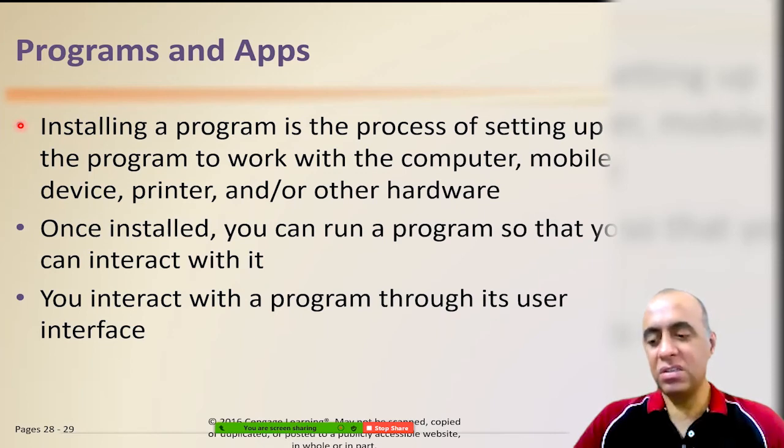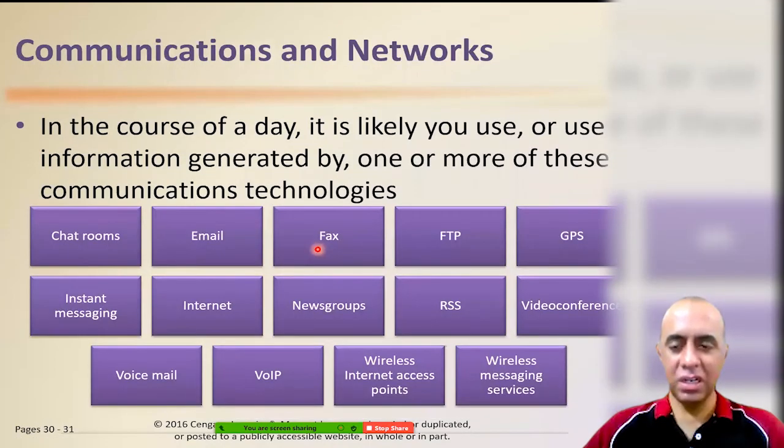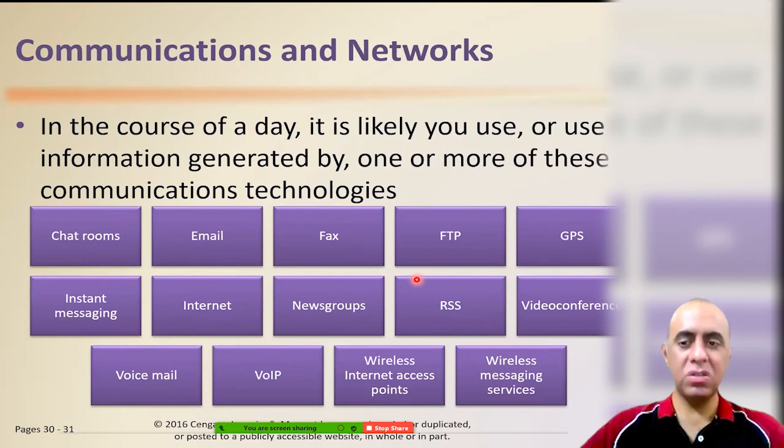But if you say that the real two things are downloading and installing, then there are different kinds of communications and networks which are used, like chat rooms, email, fax, FTP, GPS, and so many other things, which are technologies or methods of communicating online using different types of networks. Out of these, this is a type of network, this is a type of technology, this is a type of protocol, and this is a type of application. So these are all different technologies mixed up together for doing different things.